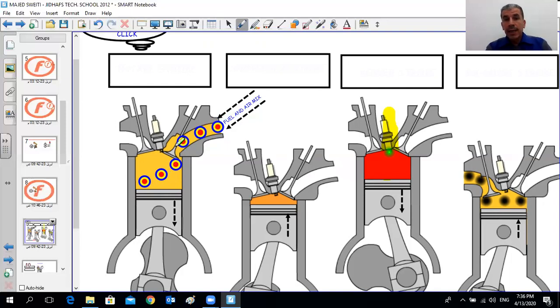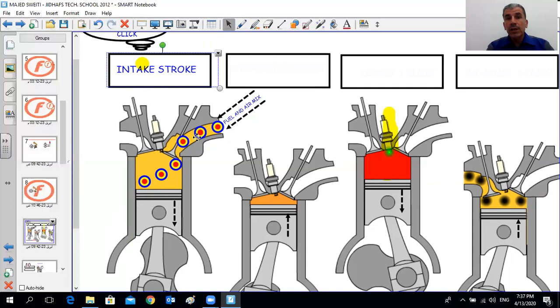This fuel comes inside of the engine through the intake valve. This is the intake valve. The intake valve will be open in the intake stroke. We call this the intake stroke.